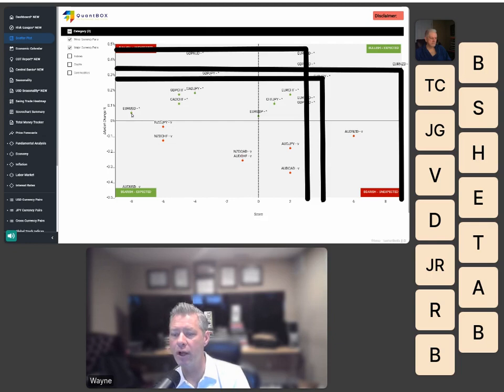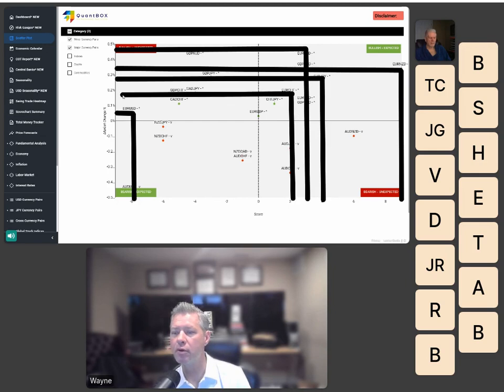Euro dollar, QuantBox expects it to be down, but it's producing today. Does it seem like Euro might be strong? Euro Swissy has a score of 2, producing. Euro pound neutral and producing.